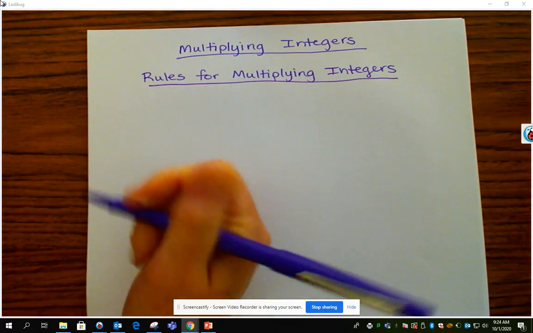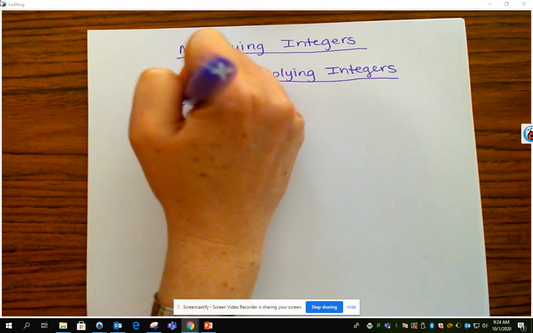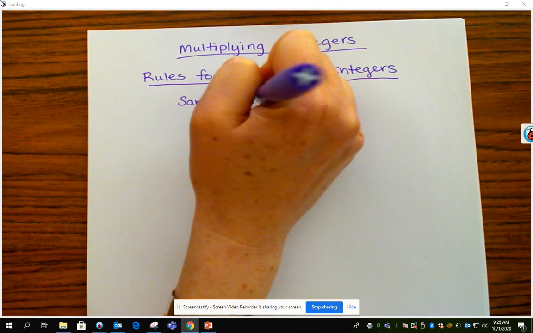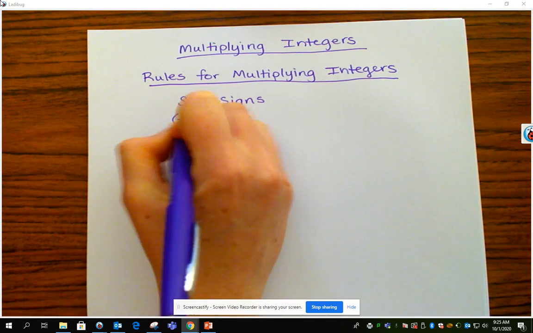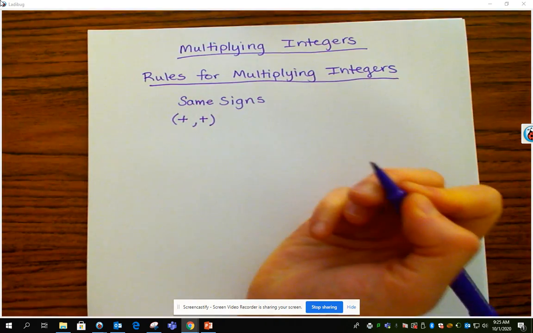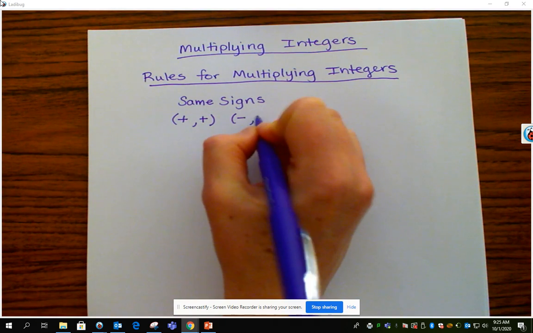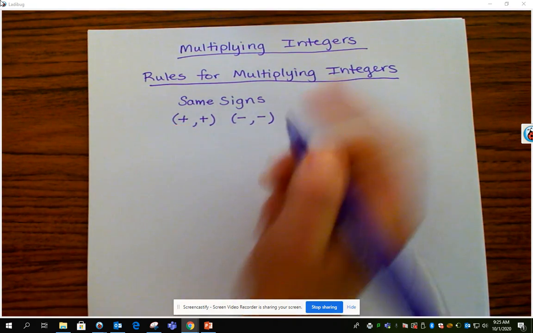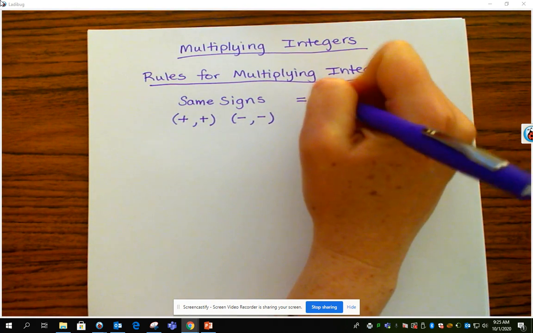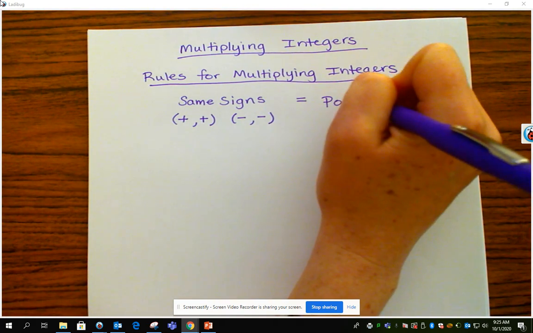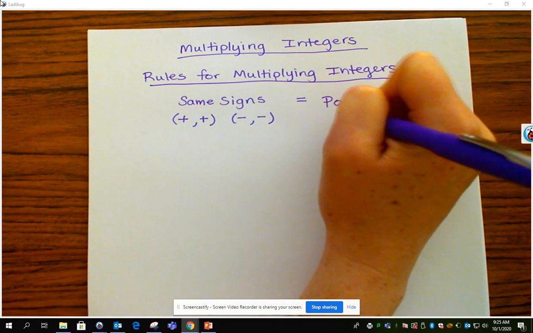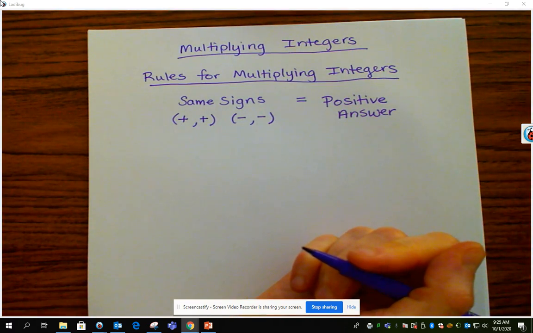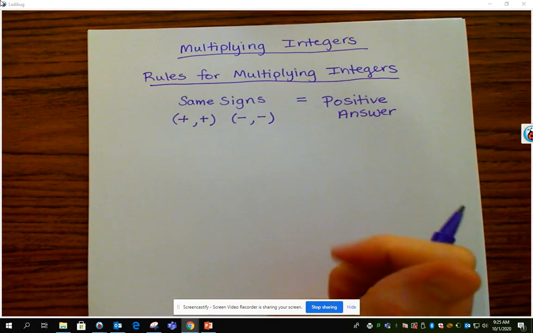are if the two numbers you're multiplying have the same signs. So by that I mean a positive number and a positive number, or a negative number and a negative number. So the signs are the same to each other. Then your answer is going to be positive. So you just multiply those numbers like normal, and then the answer will be positive.